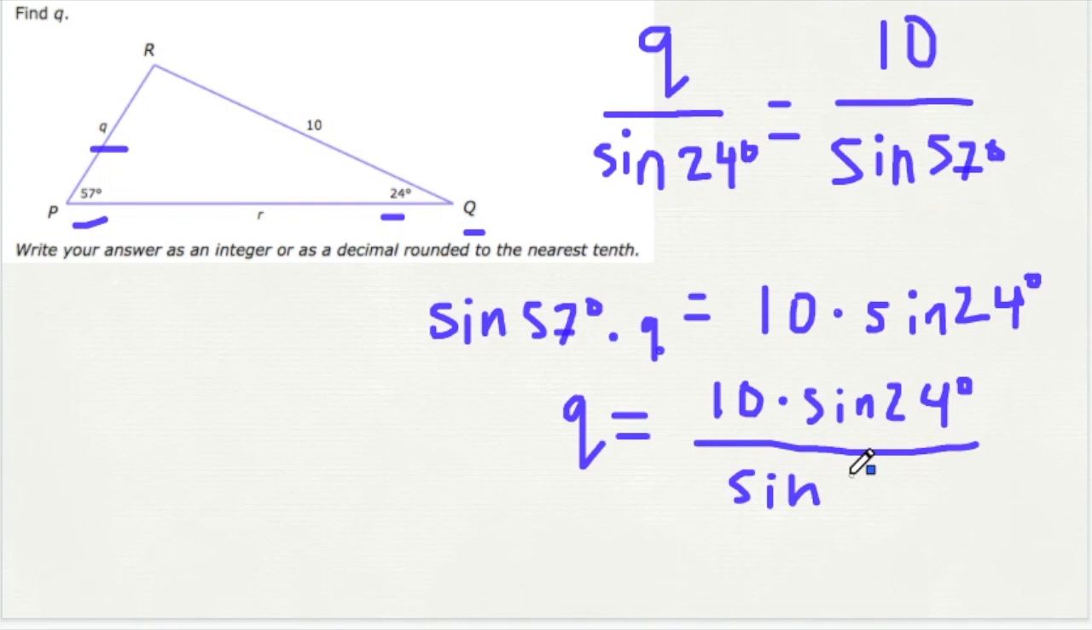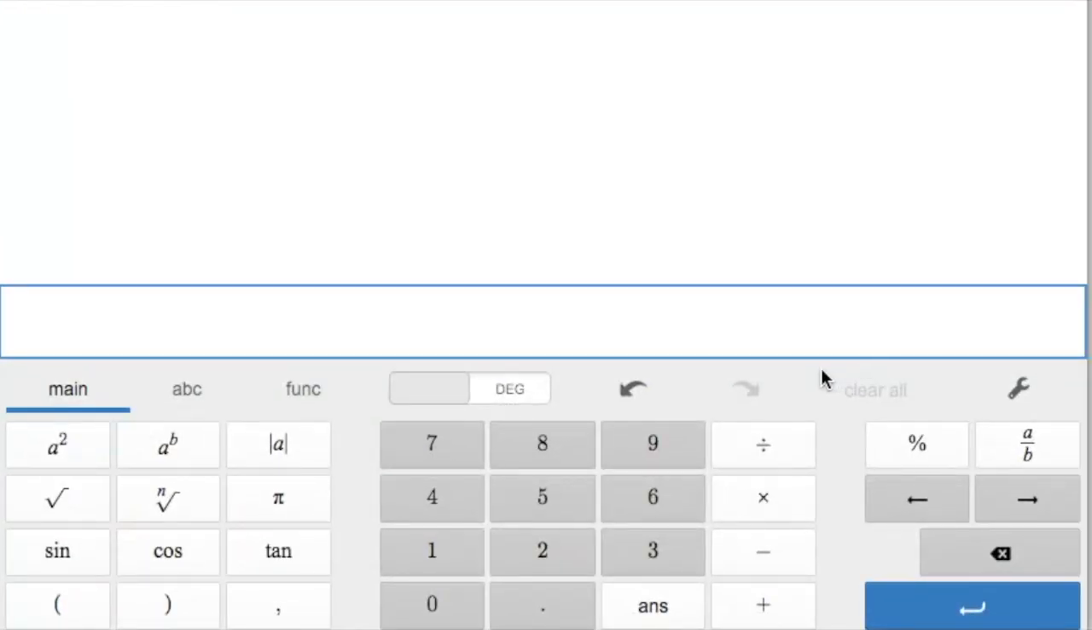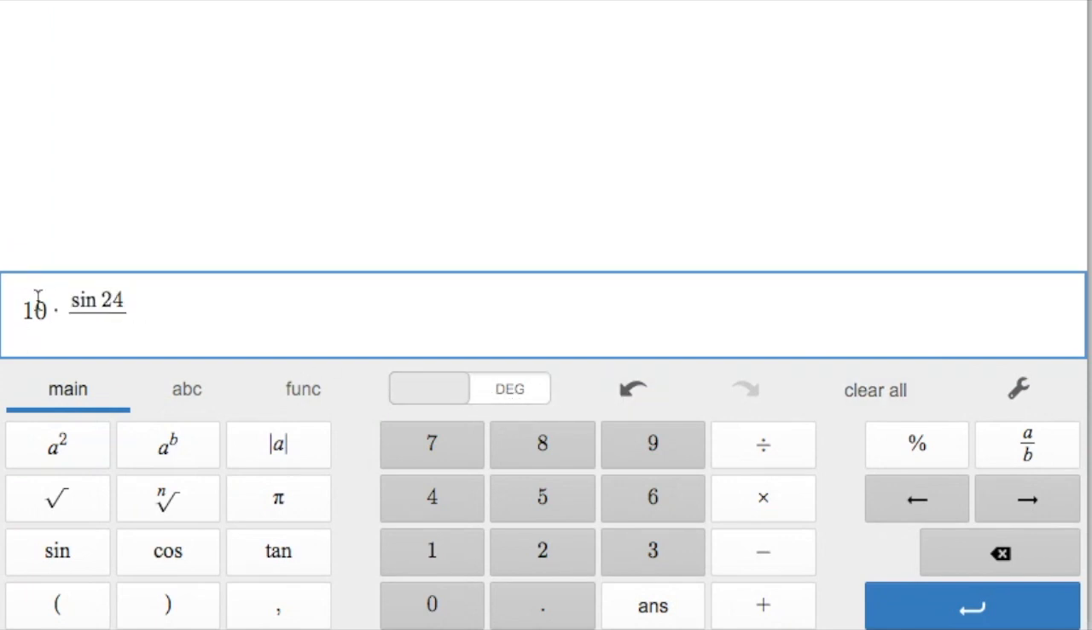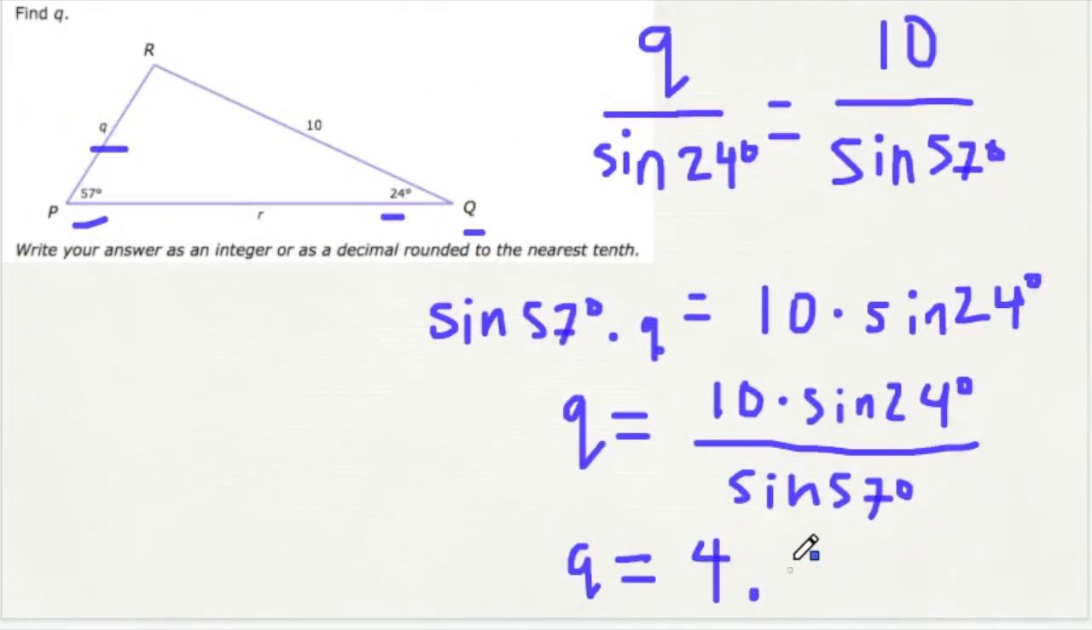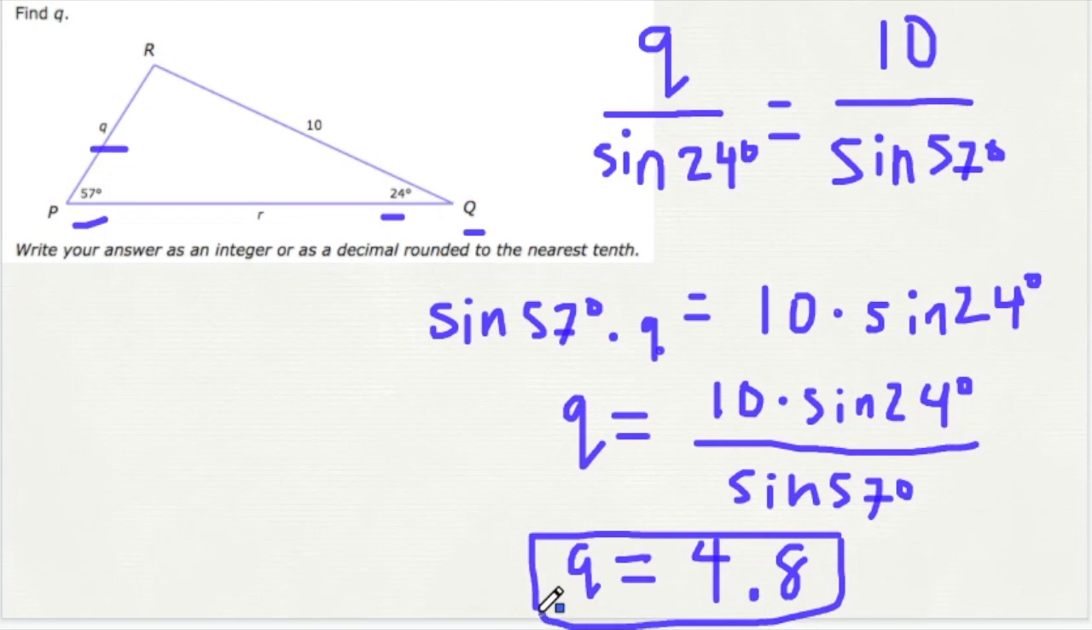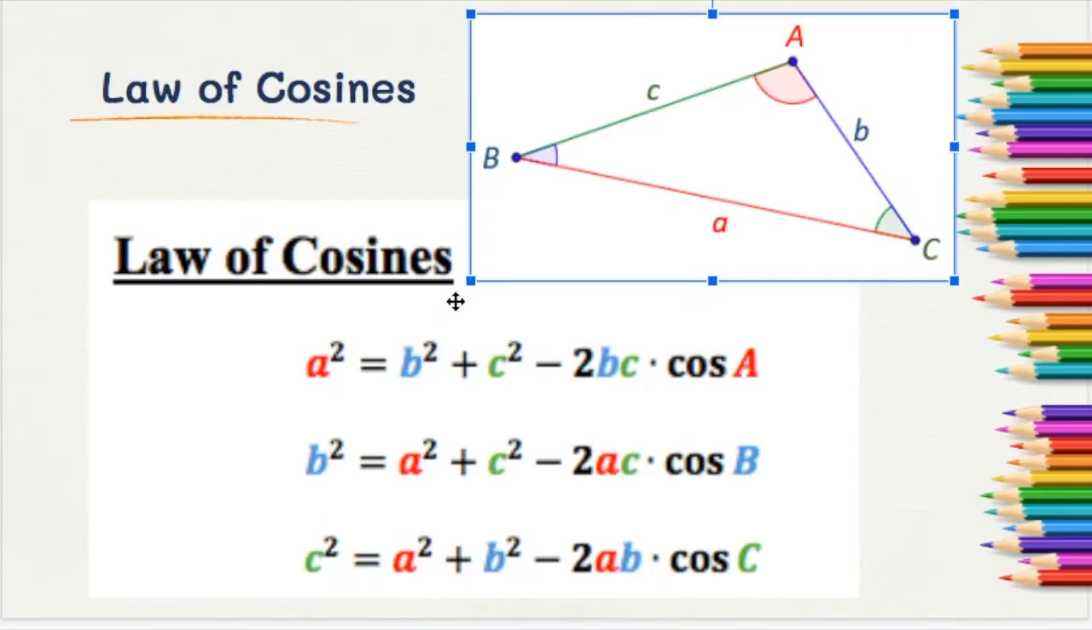When you put it in your calculator or Desmos, make sure you're in degree mode because if not, you will get the wrong answer. Okay, so you can see that I am in degree mode and I put 10 times sine of 24 divided by sine of 57. Because 10 is multiplied, you could leave it there or move it up on top. Our answer will be 4.849778431, to the nearest tenth, so just 4.8. So Q equals 4.8.